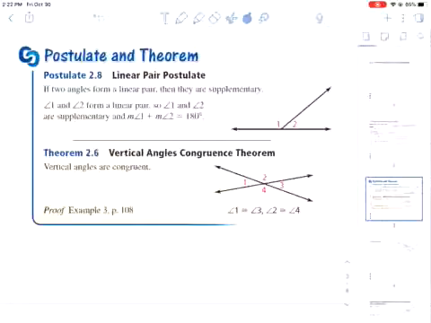Hello guys, this is chapter 2.6, Geometric Relationships, and we're going to be looking at a few of these and using them to solve for missing angles in our pictures.